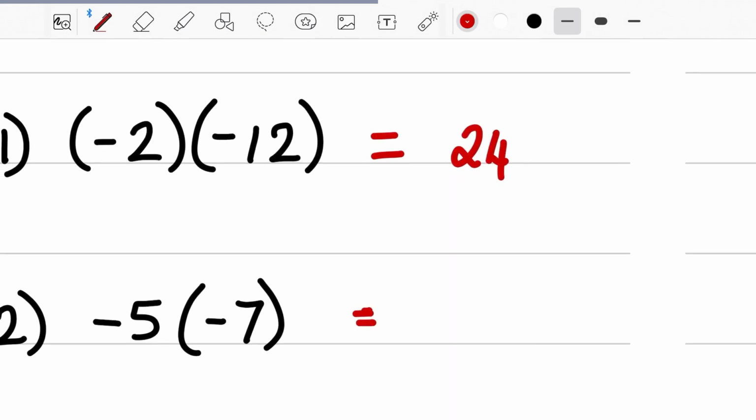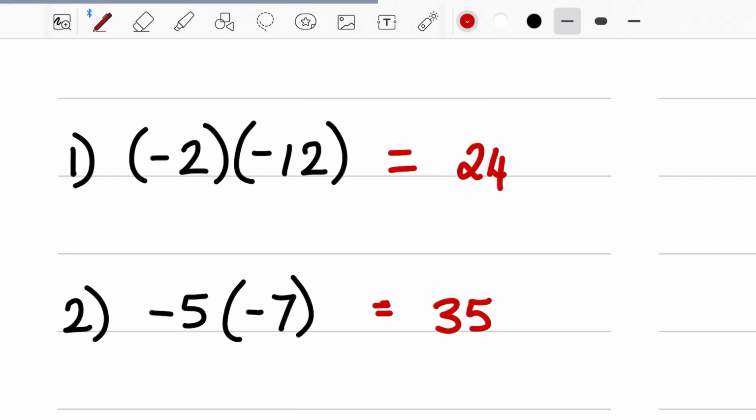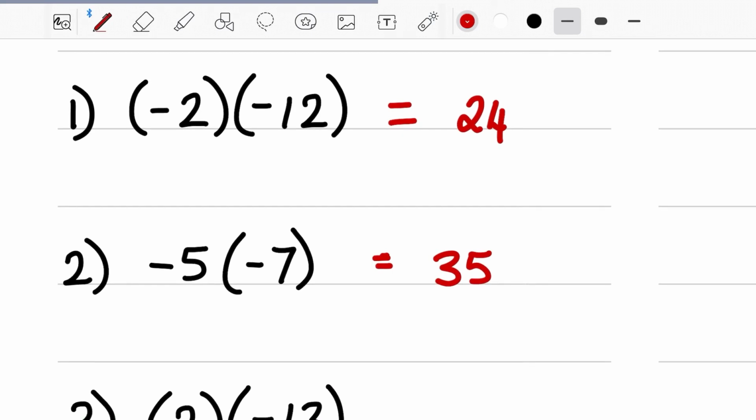For number 2, we have minus 5 times minus 7. So 5 times 7 is 35. And since these numbers are both negative, they both have the same sign, your answer will be positive. Right? So when the numbers have the same sign, your answer is positive.